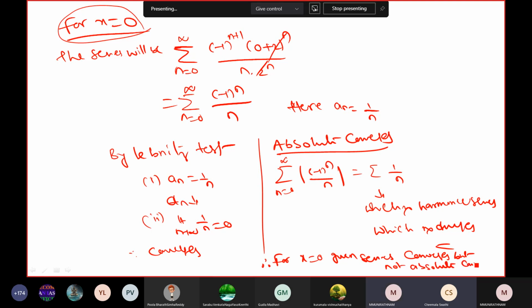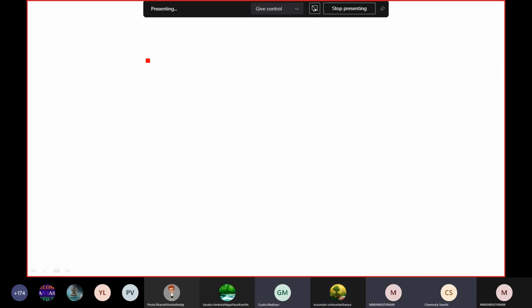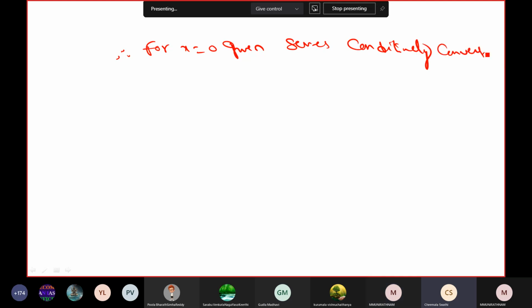So this is called conditional convergence. Therefore for x equal to 0, the given series conditionally converges. Okay? So therefore write the conclusion.